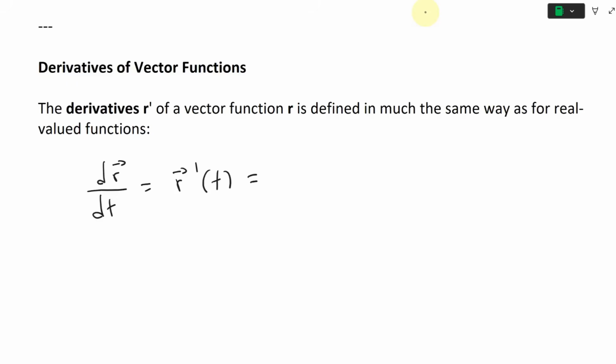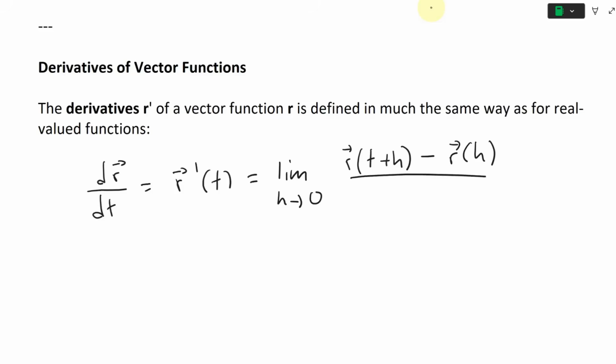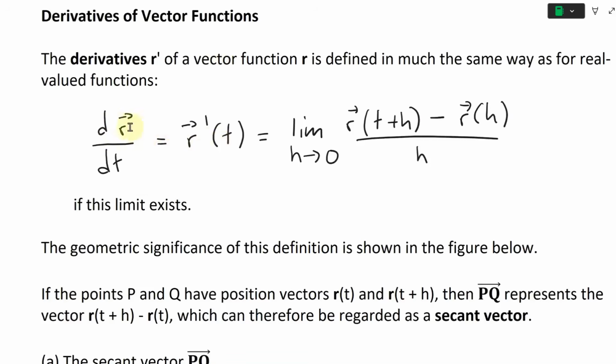This equals the limit. Remember in the regular derivative definition, the limit as h approaches 0 of the difference, vector r at t plus h minus the vector at t. Basically you subtract that difference. You can view this as rise over run, where the run is h. And as h approaches 0, that is our derivative. Of course, this definition applies only if the limit actually exists.